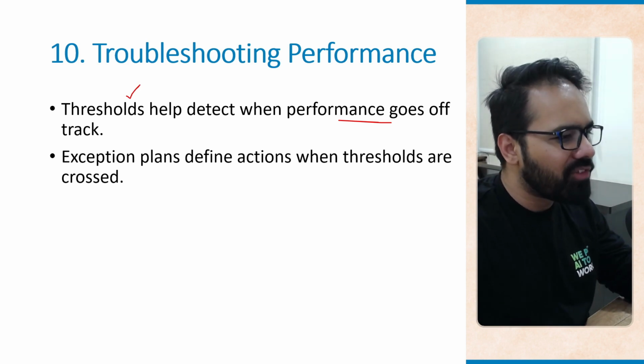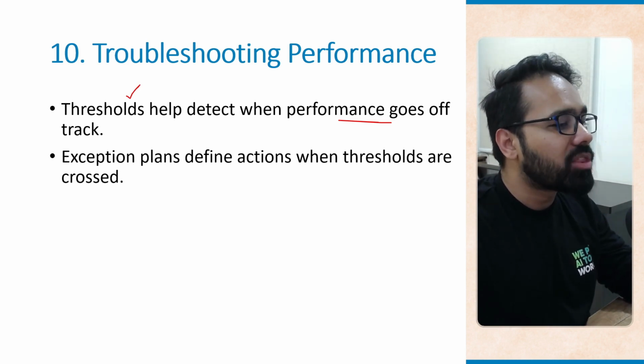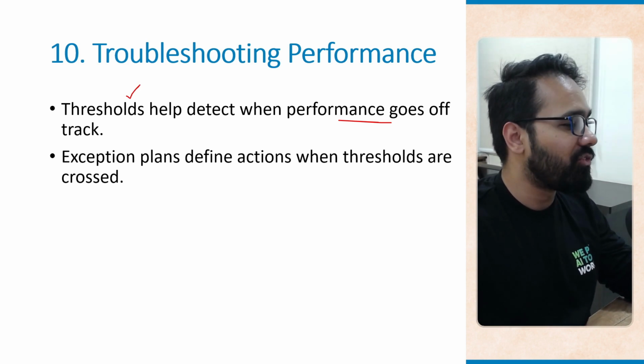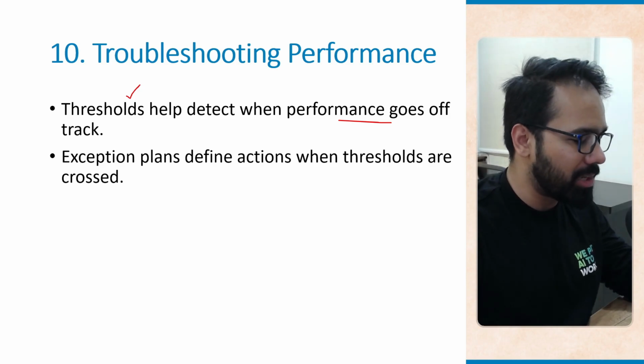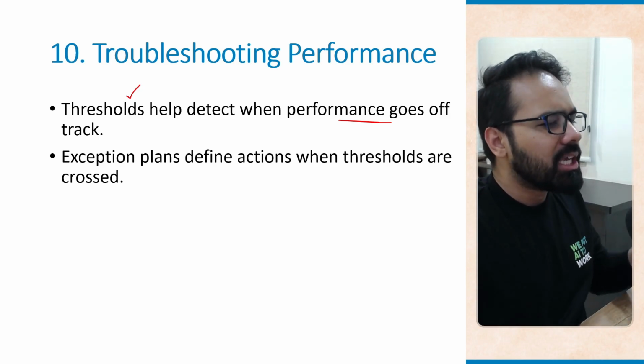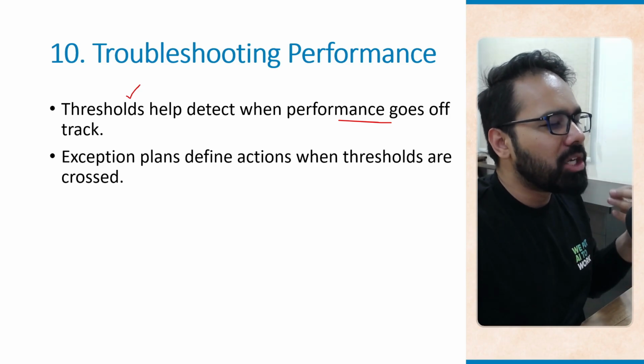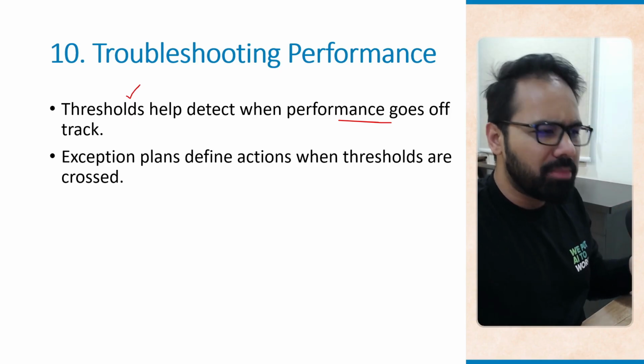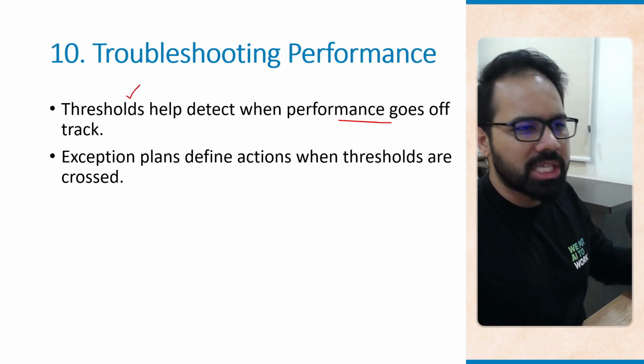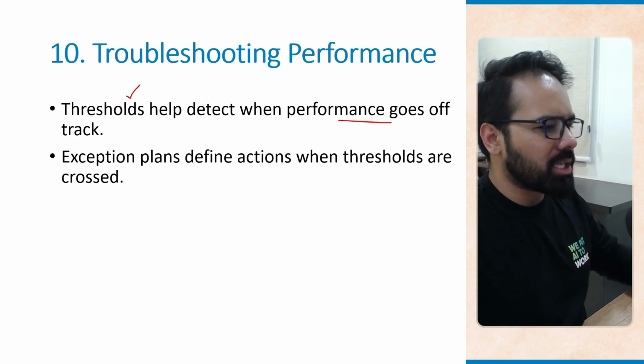Exception plans define actions when thresholds are crossed. So if page load time, for example, exceeds, let's say, 5 seconds, the agreed action might be to add server capacity immediately, or maybe reduce the size of images on the page, something like that.